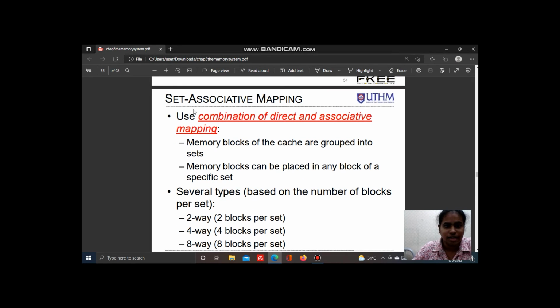I am presenting set associative mapping. It uses a combination of direct and associative mapping. Memory blocks of the cache are grouped into sets. Memory blocks can be placed in any block of a specific set. There are several types based on the number of blocks per set: two-way, 2 blocks per set; four-way, 4 blocks per set; eight-way, 8 blocks per set.